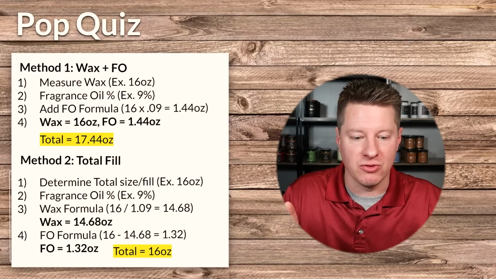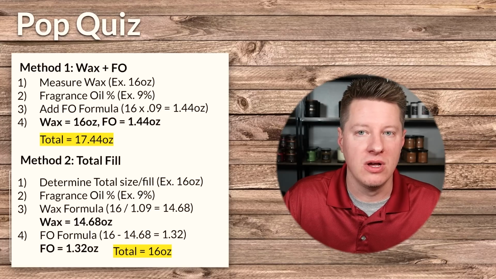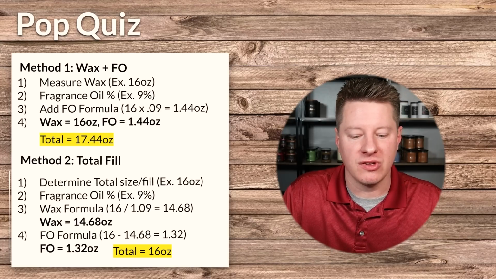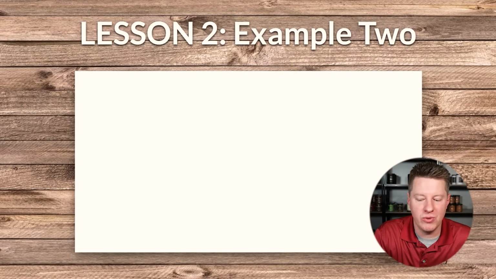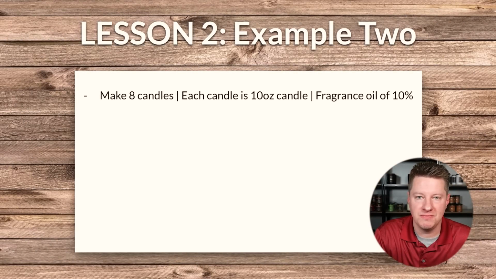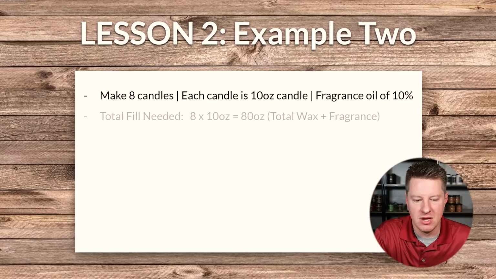But if not, there's one more quick example that we're going to do now where we go into an actual batch of candles to help paint this picture a little more clearly. So in this example, we're going to imagine we're making 8 candles. Each candle is a 10-ounce candle, meaning total fill of 10 ounces per candle. And we're going to assume a fragrance oil percentage of 10%.